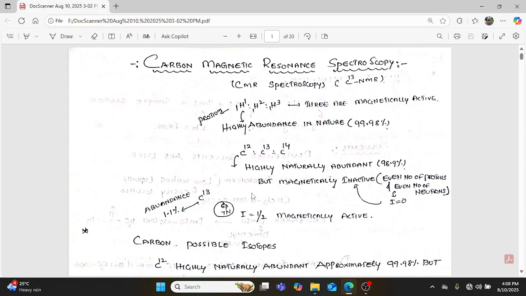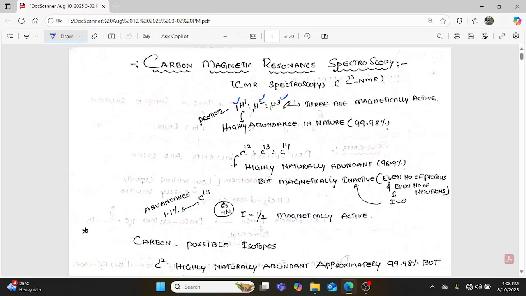Let's discuss the next topic, that is carbon magnetic resonance spectroscopy. Already we have a clear-cut discussion on proton NMR spectroscopy. In case of the proton NMR spectroscopy, we have observed three isotopes for the proton: 1H1, 1H2 and 1H3.